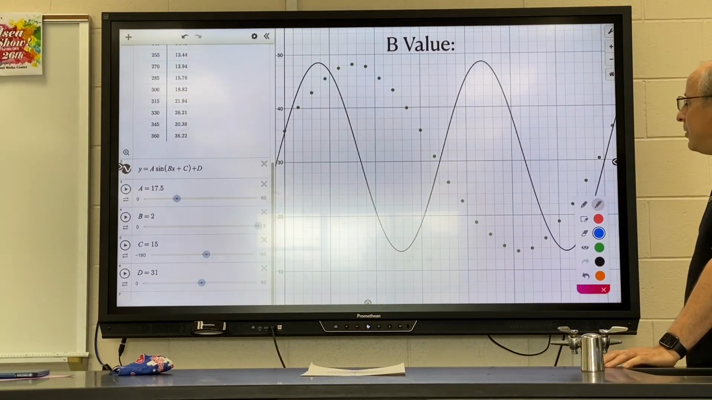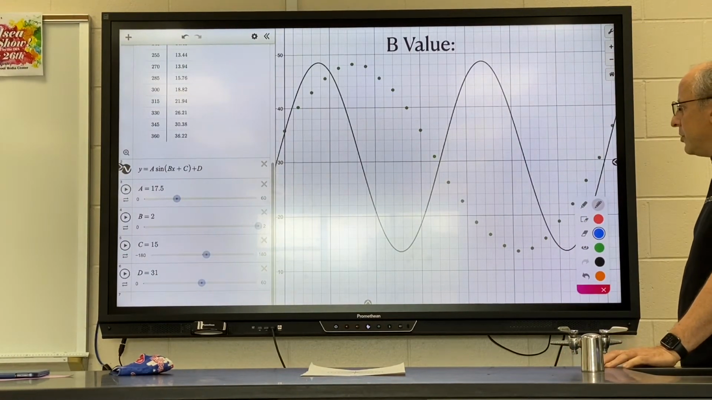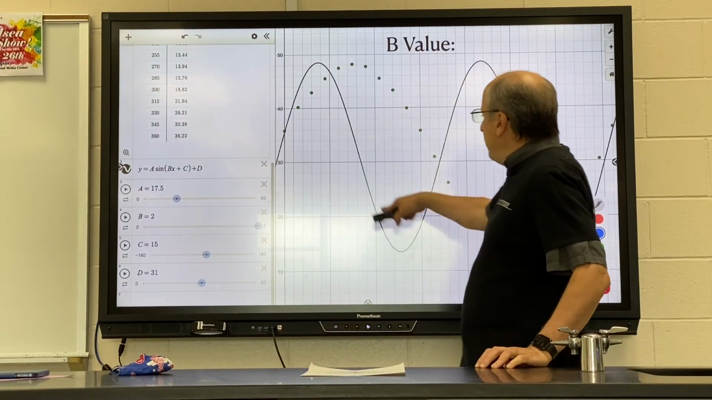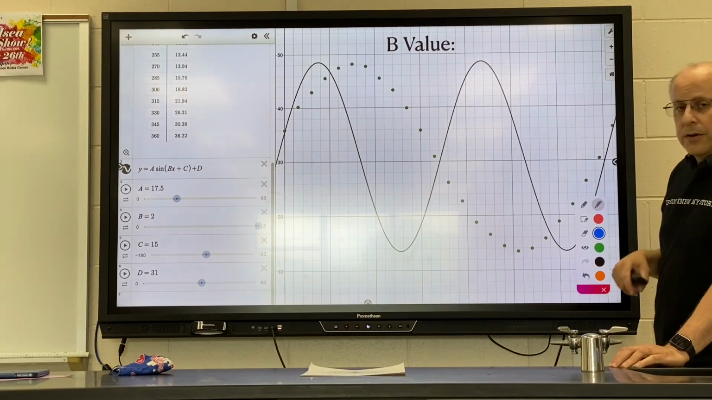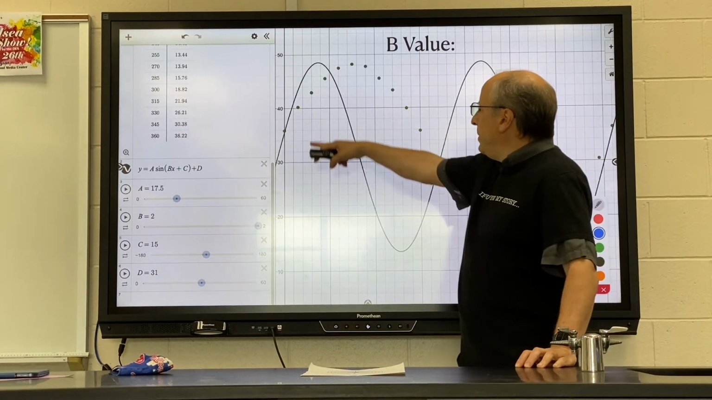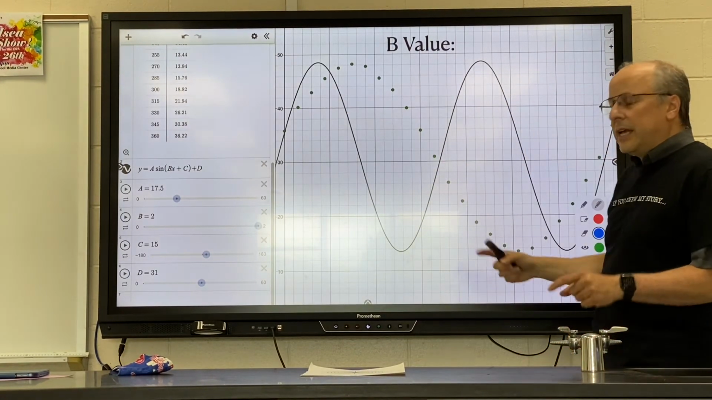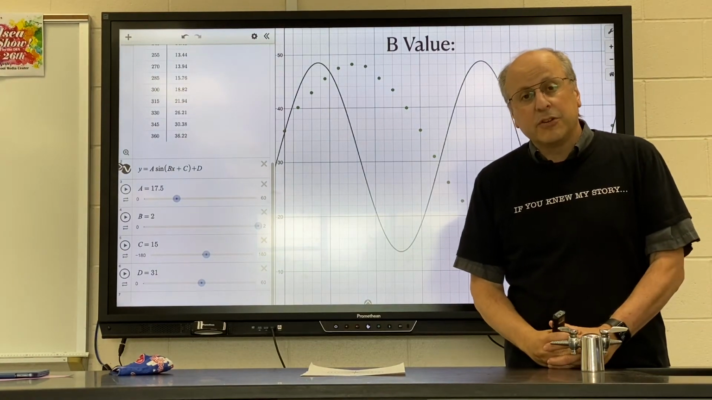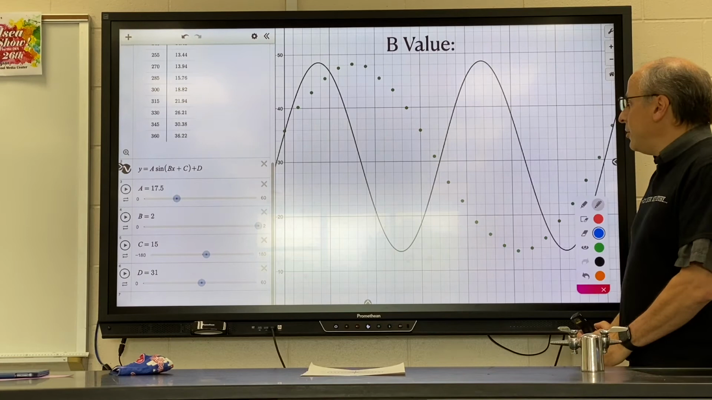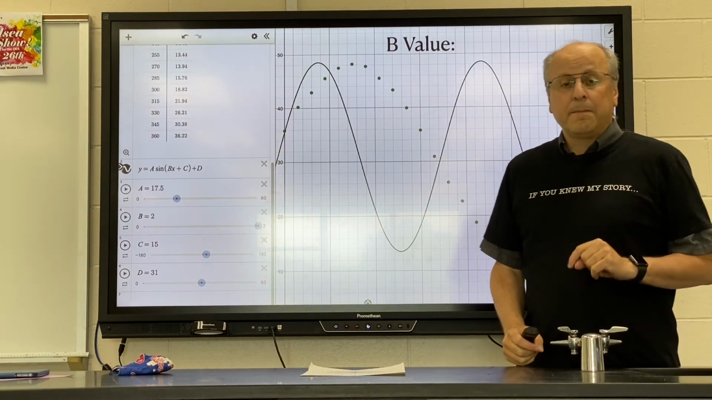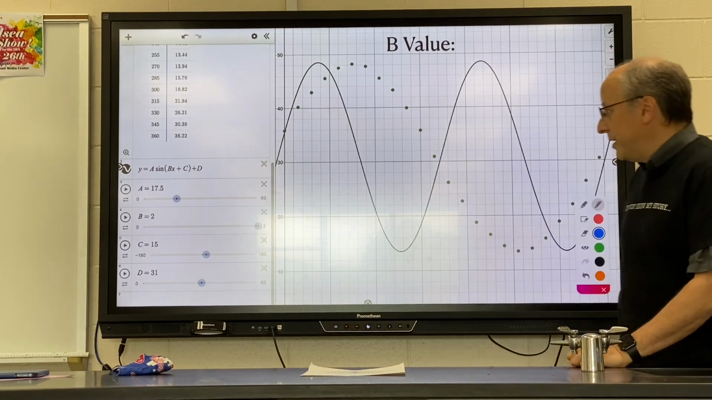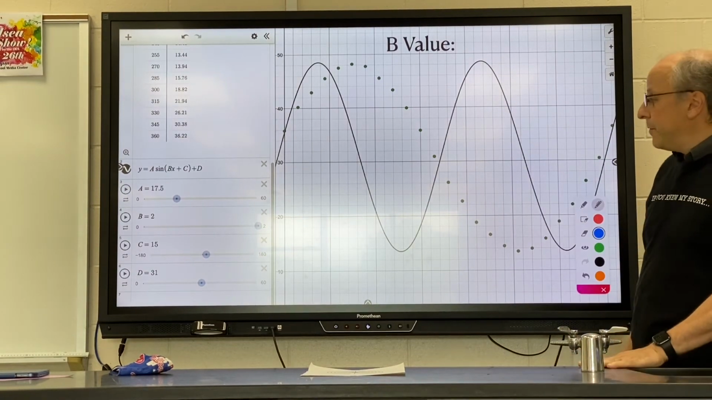Okay, the B value is the one you want to do next in terms of talking about it. You'll notice here's a B value of 2, which is clearly wrong. A B value of 2 means that it oscillates twice every time I spin the Pocket Lab 360 degrees. The correct value should be a B value of 1. It should go through one sine curve for every complete rotation. That one should be a perfect 1.